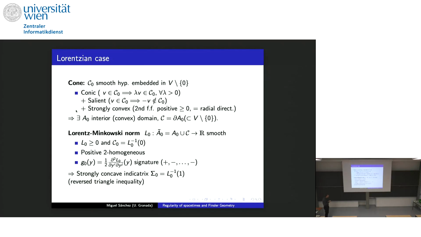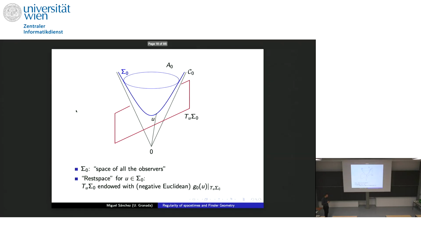Okay? Such a norm has a strongly concave indicatrix, so we have a reverse triangle inequality, and things work more or less as in the natural Lorentzian case, in the case of scalar products, with the difference that here the unit vectors, the indicatrix, is only a strongly concave hypersurface, but not necessarily a hyperboloid. Okay?